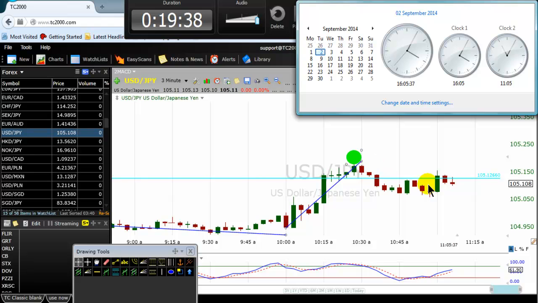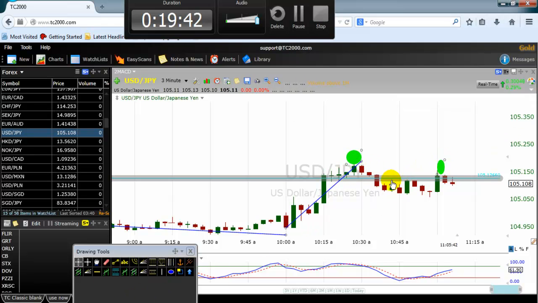Now you see there was a high, followed by another lower high. We'll watch carefully. If you're an aggressive trader, you may decide to sell it straight away and place your stop loss. But it's up to you what you want to do.